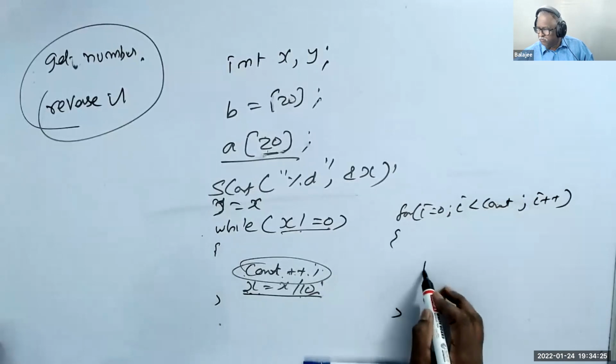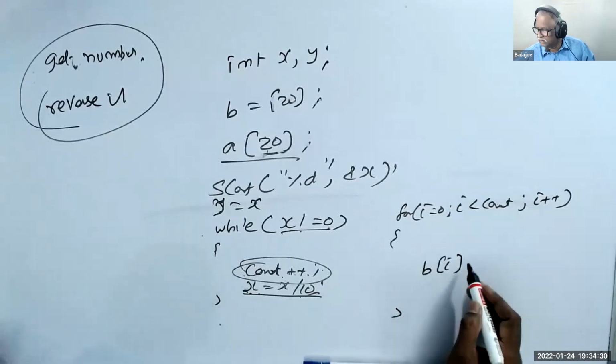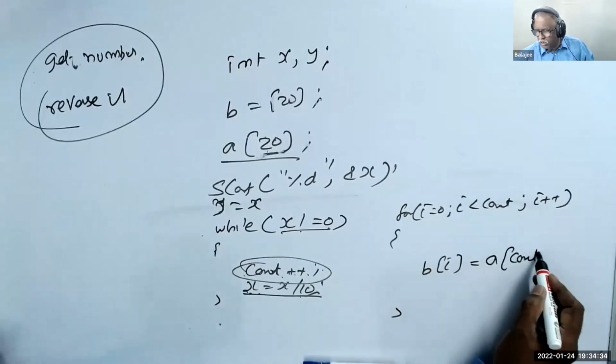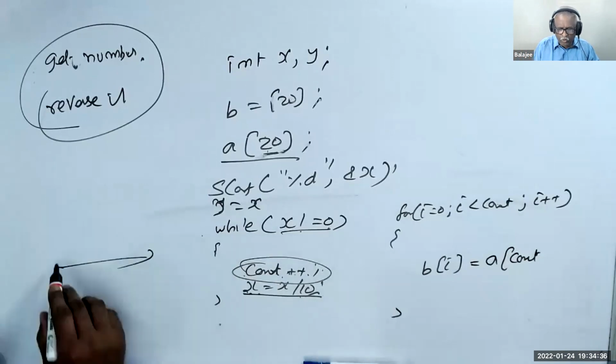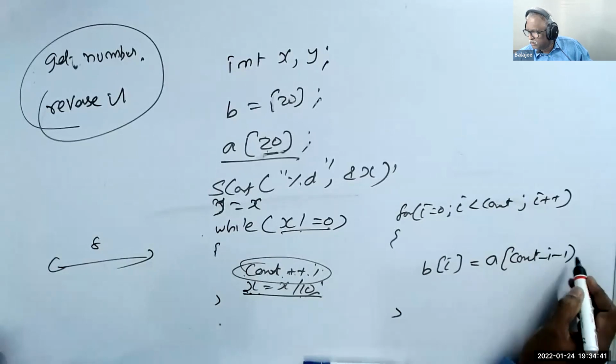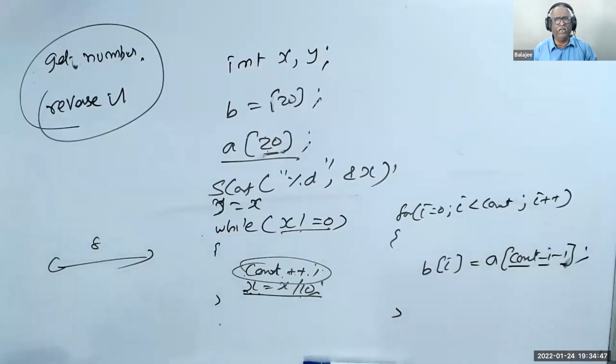See, B of I, that means B of 0 is equal to A of count. Now count is 8 characters. You find out 8 characters minus I comma minus 1. See that? What have I done now? Count minus I minus 1. See how I'm using the array now.